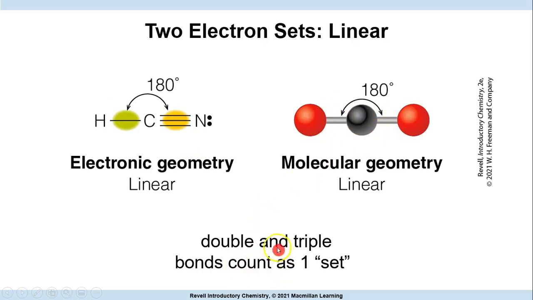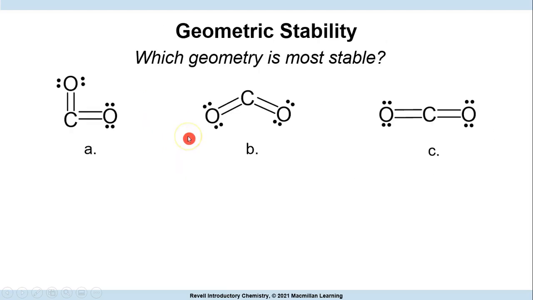Now, I've said double and triple bonds count as 1 set. If you have this triple bond, it's 1 set. You have a lone pair, it's 1 set. If you have a double bond or a single bond, it's 1 set.